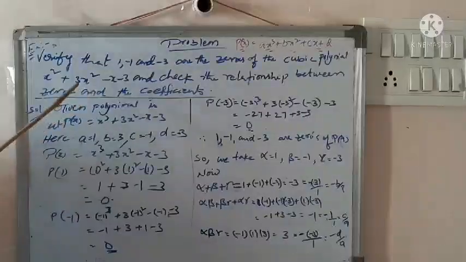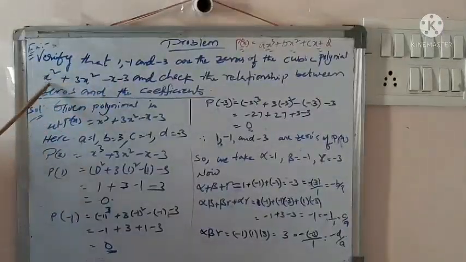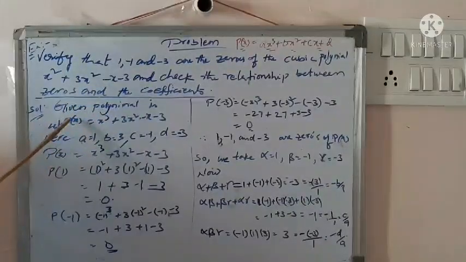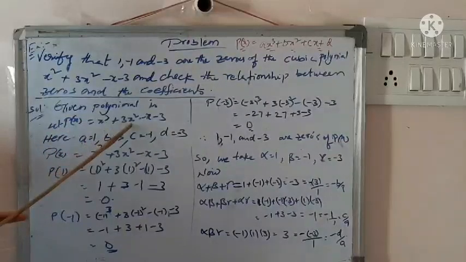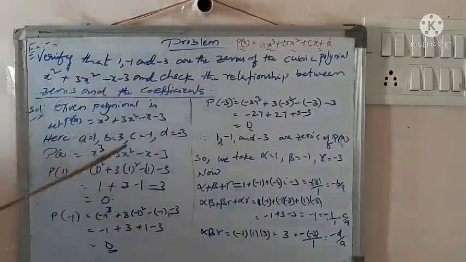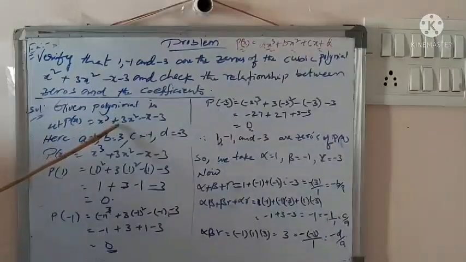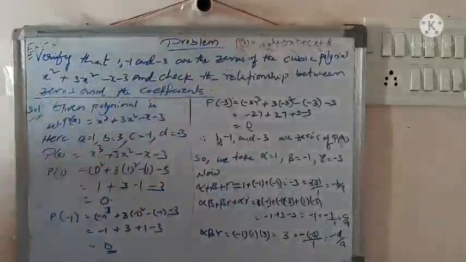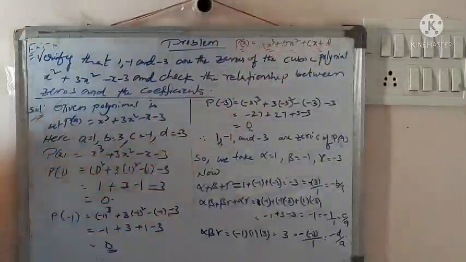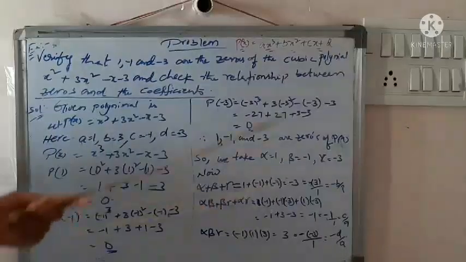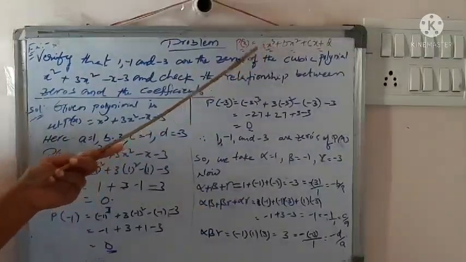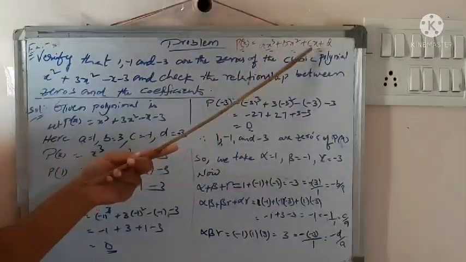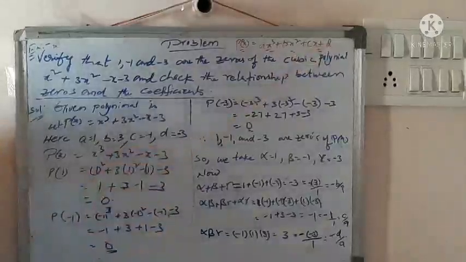Now, what is the given polynomial in this problem? x cube plus 3x square minus x minus 3. So the given polynomial is p of x equals x cube plus 3x square minus x minus 3. Compare this polynomial with ax cube plus bx square plus cx plus d. Here a, b, c are called coefficients. The coefficient of x cube is a, the coefficient of x square is b, the coefficient of x is c, and d is called the constant value.